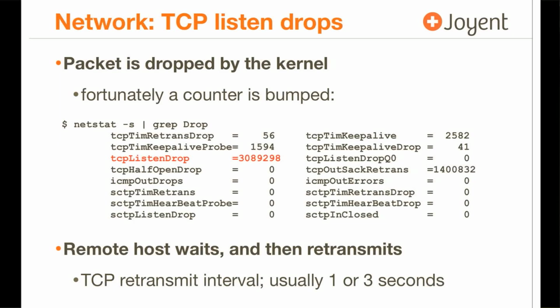What happens if the queue remains full? This is the TCP accept queue, and another SYN arrives, and it remains full because your application is busy doing work. Well, the packet gets dropped by the kernel, and a counter is bumped. So on this operating system, it's tcp_listen_drop, and that's actually happened a lot for this guy. So it's pretty high. The remote host waits for the transmit interval, then 1 or 3 seconds, and then sends a retransmit.